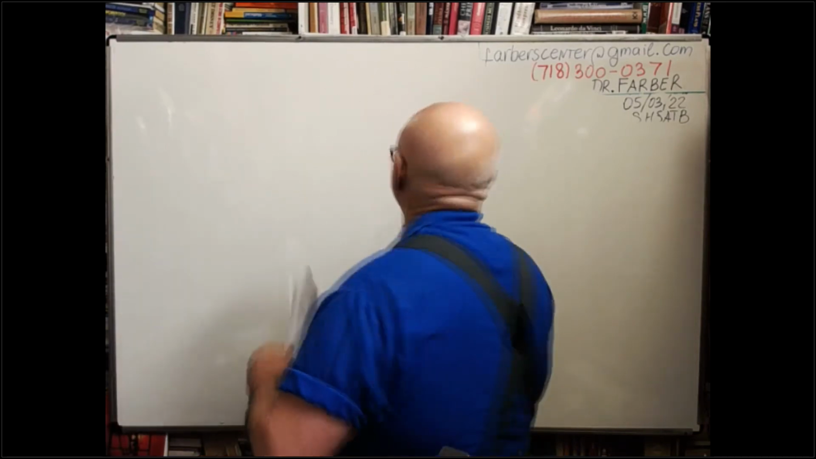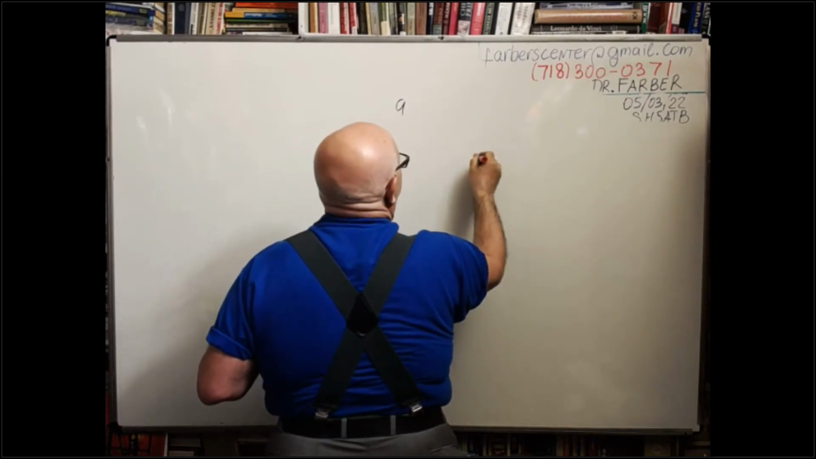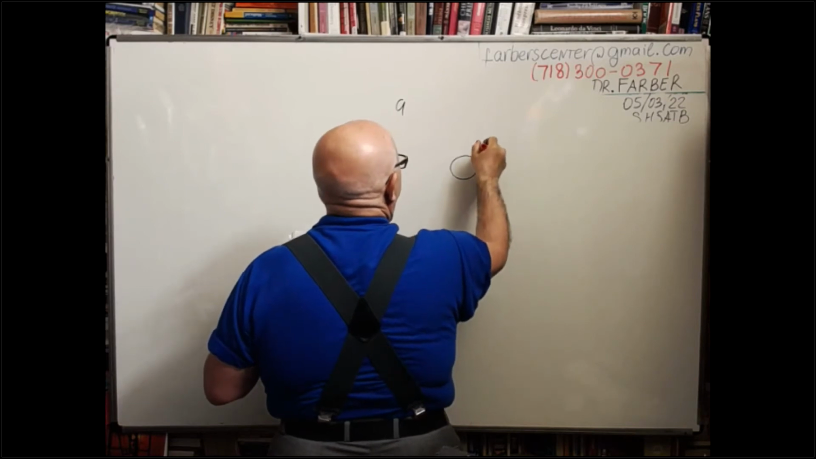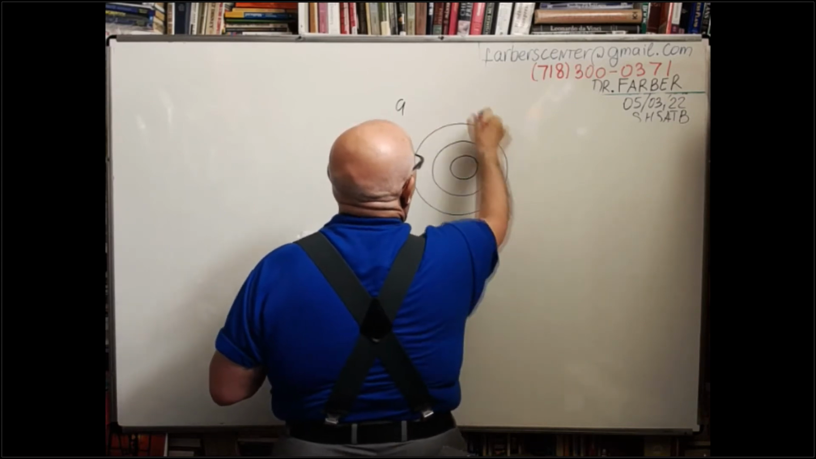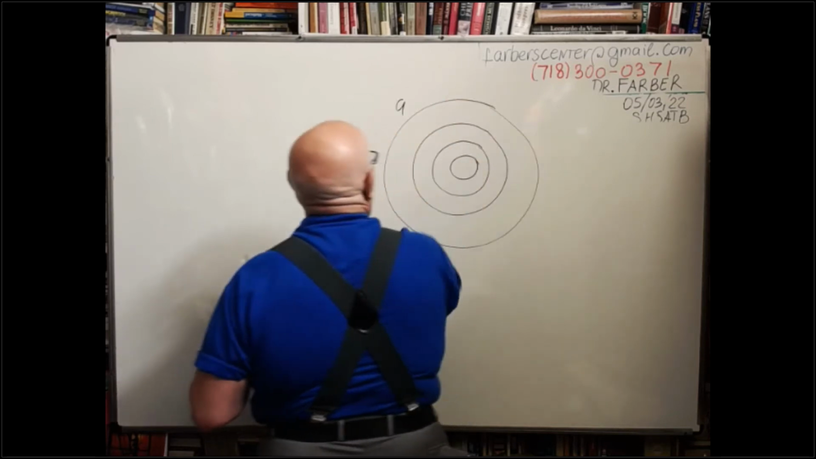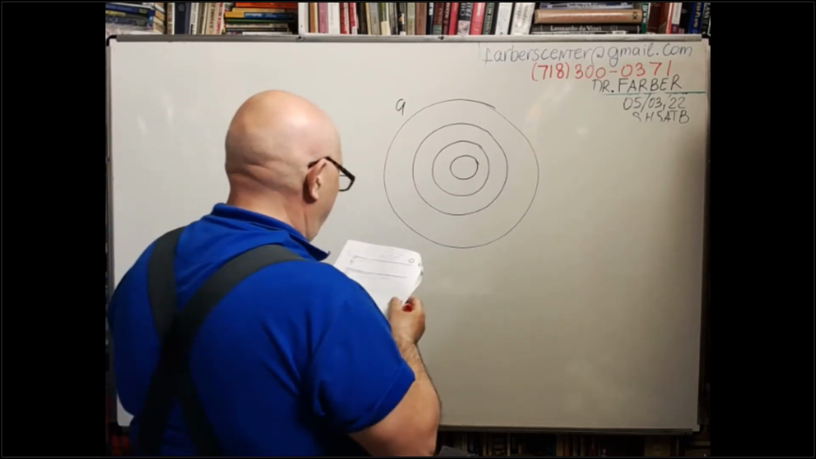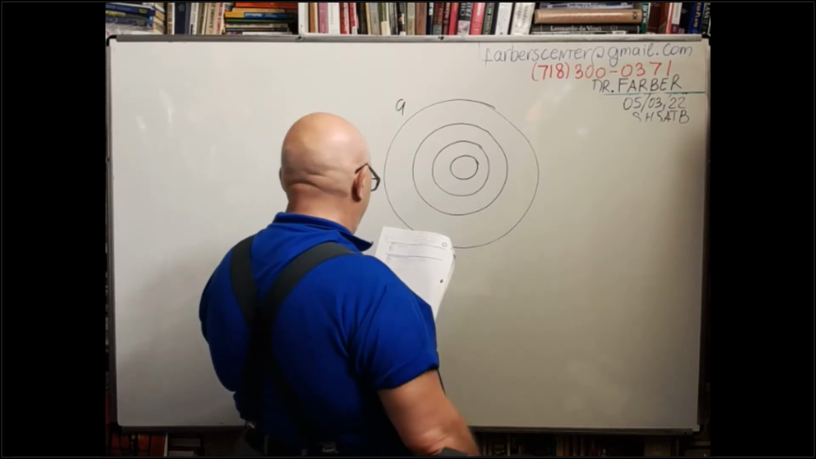Okay, you have a target. Number 9. Let's make this schematic. How many did they say? 4 rings. 1, 2, 3, and 4. And then 4 rings. How many different ways can 2 arrows be distributed on the target?